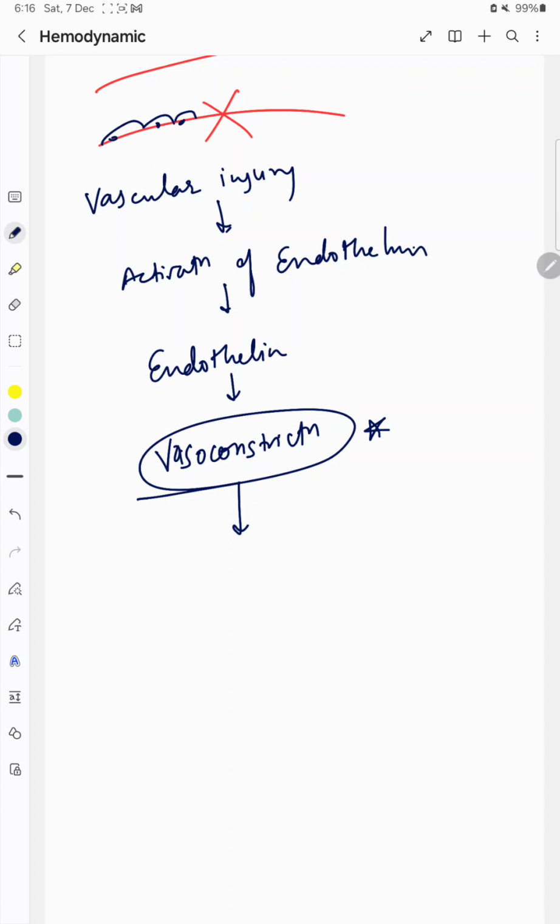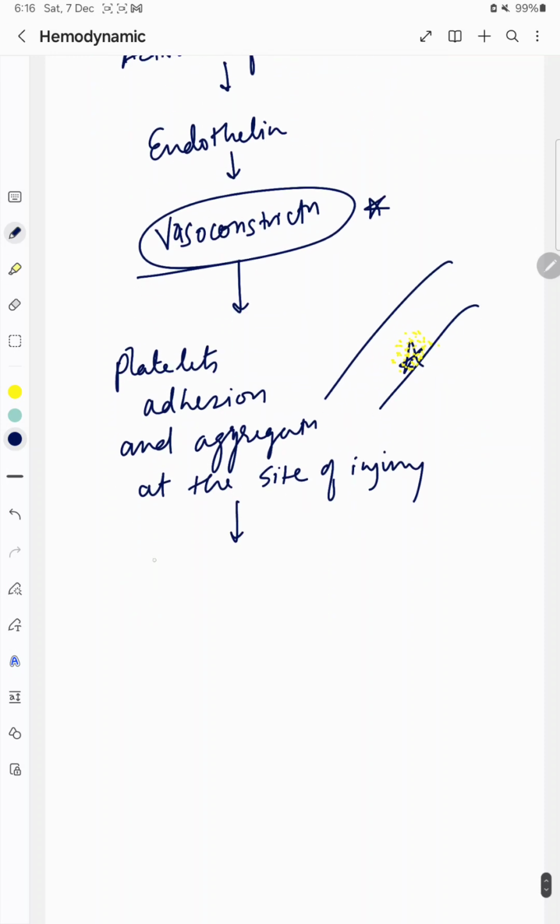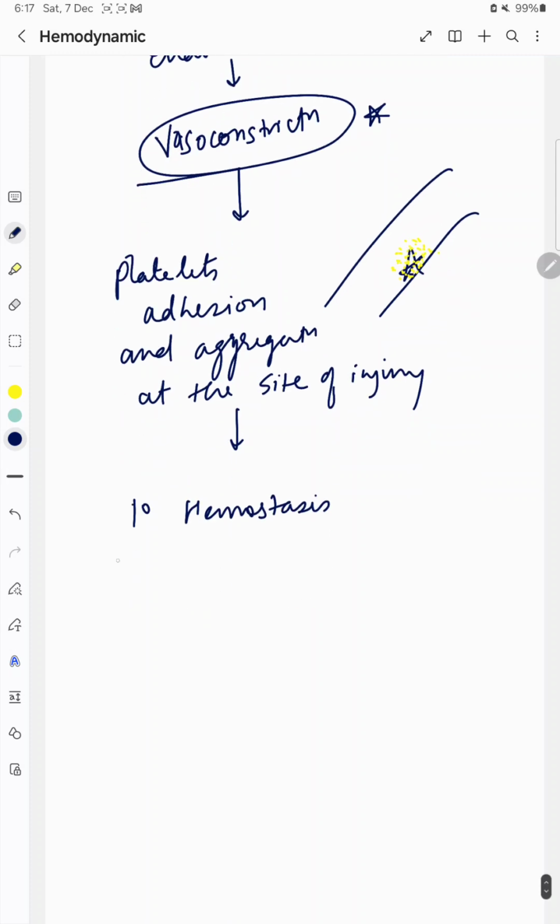After the vasoconstriction, platelets start accumulating at the site of injury, and they adhere at the site of injury, secrete various granules and form a primary clot. Platelet adhesion and aggregation at the site of injury result in primary hemostasis or primary clot formation. So this is the second event in normal hemostasis.